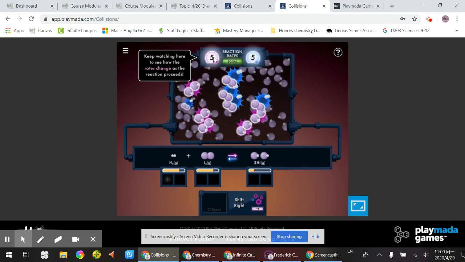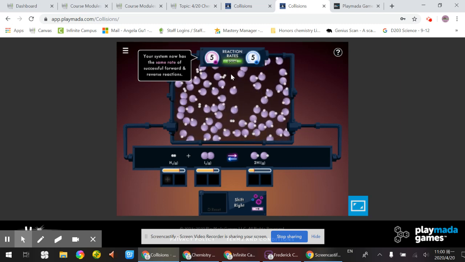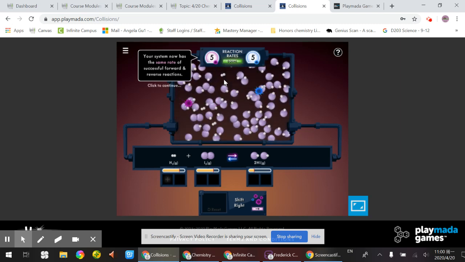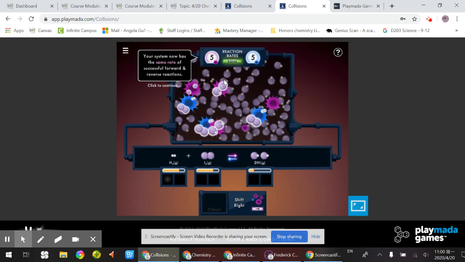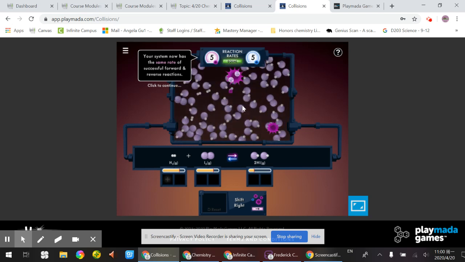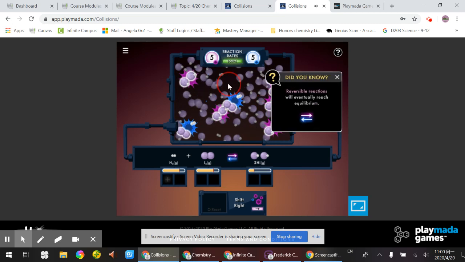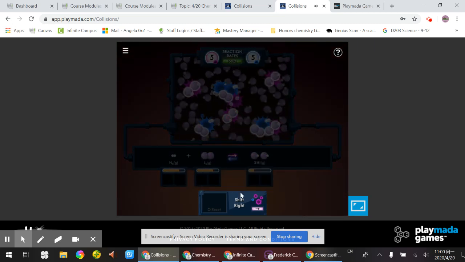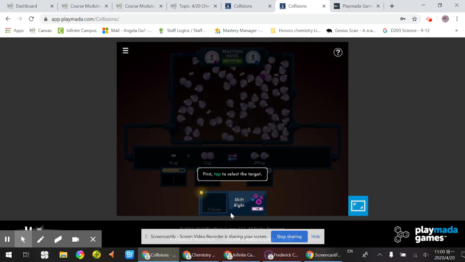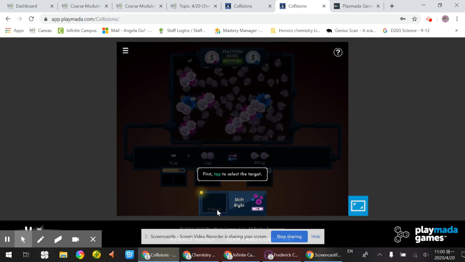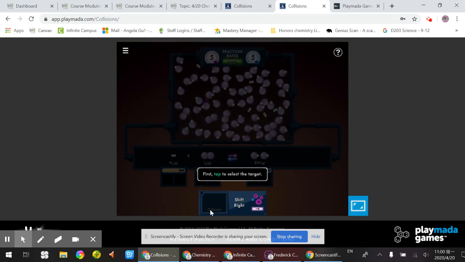And once they reach the same rate, they reach equilibrium, which means you are making products at the same rate as you're making reactants. So there's no net change during this part. All right. On the bottom right here, this is your goal. This level only has one goal, which is adding more reactants and seeing what will happen to the system. In the future levels, there will be more targets.